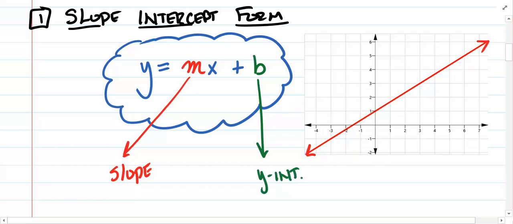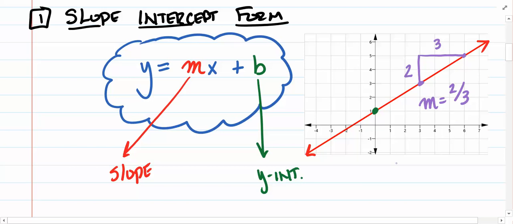So let's take a look at this line that I have graphed over here for you, okay? The y-intercept is a value of 1. So in this case, my b would be a value of 1. And the slope can be calculated simply by taking any 2 points that I can see and calculating the rise over the run. So the rise would be 2, and the run would be 3. So therefore, my slope would be a value of 2/3.